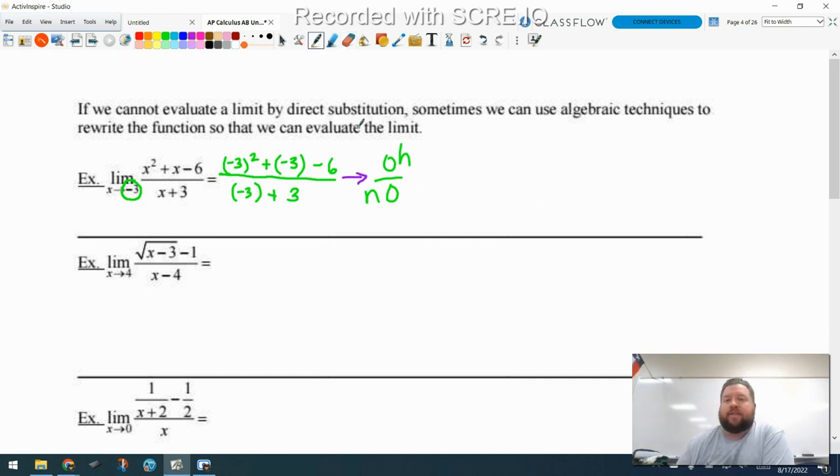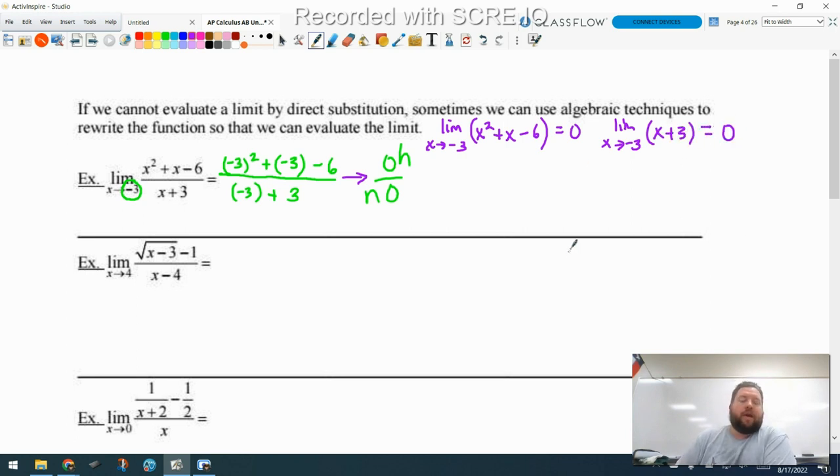What they really want to see is that you do this. You say the limit as x approaches negative 3 of just the numerator, x squared plus x minus 6, is equal to 0. And then the limit as x approaches negative 3 of x plus 3 is equal to 0. So you show that they're both equal to 0, and then you know that that's an indeterminate form.